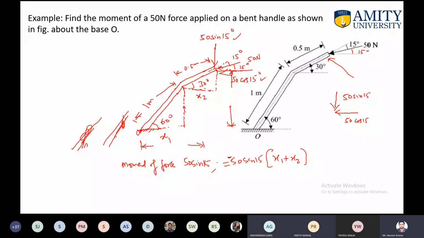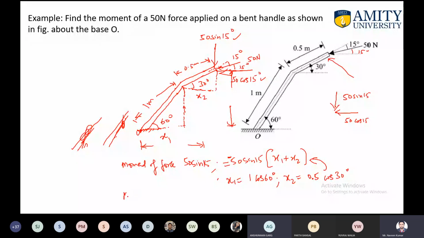Now we have to calculate x1 and x2. See, what is x1? This is a right-angled triangle, and this length is 1 meter. So x1 upon 1 will be how much? x1 will be 1 cos 60. Similarly, you have to calculate x2. What will be x2? 0.5 cos 30, or 1 by 2 cos 30, whatever it is. So this is your x1, this is your x2. Calculate x1 and x2 and put them here. Fine. This is the moment for the force 50 sin 15.